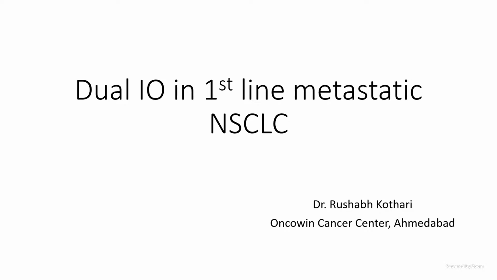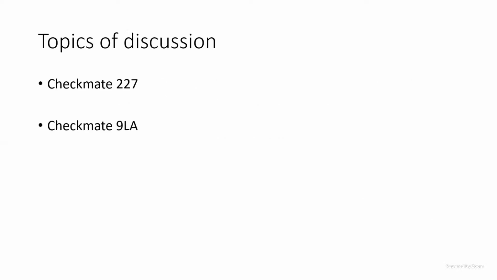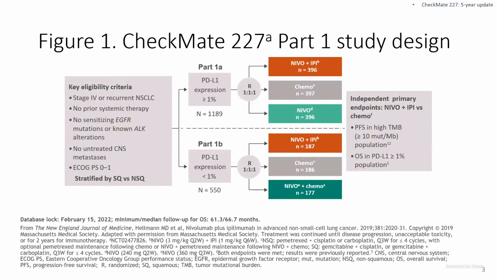Yeah, thank you for the invite. I will be speaking on dual IO in first-line metastatic NSCLC, and I have taken the liberty to add dual IO plus chemotherapy also. So I'll be talking on CheckMate 227, which is Nivo plus EP in first line, and CheckMate 9LA, where it is Nivo plus EP with 2 cycles of chemotherapy in the first 2 cycles.